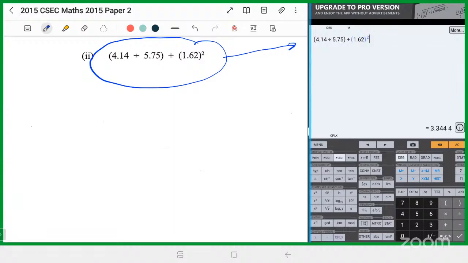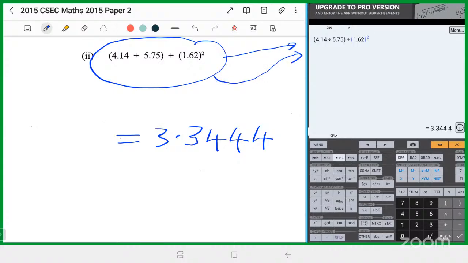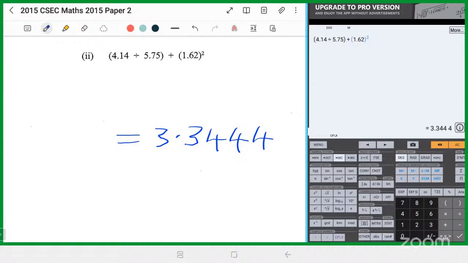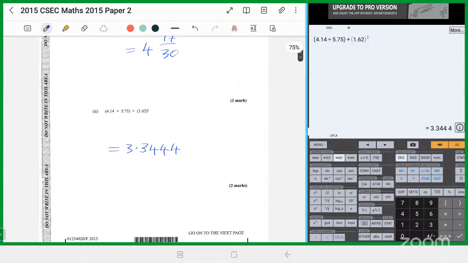33.344. This says exact, so write out everything. Don't correct it, don't round it off. Just write the exact figure that we have there. 3.3444. That is it. Make sure the same thing you have here is what you type there. I'm just double checking. Divided by 5.75 plus 1.62 squared. Good, that is it. These are like 3 marks questions. Just make sure you get them right. That's a total of 3 marks there just to do those calculations.